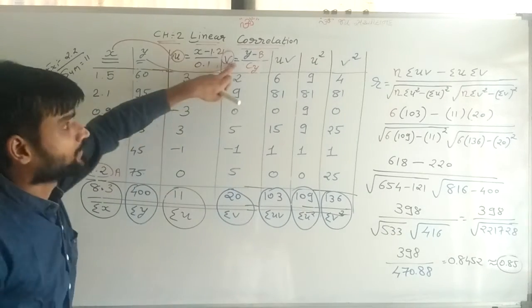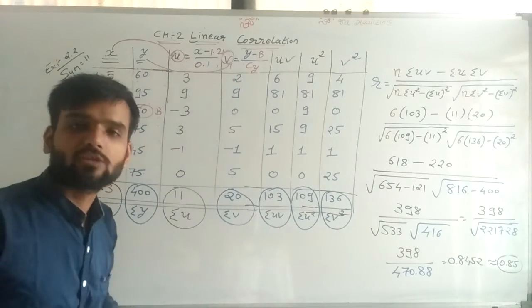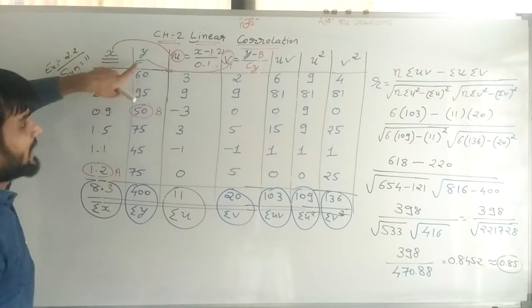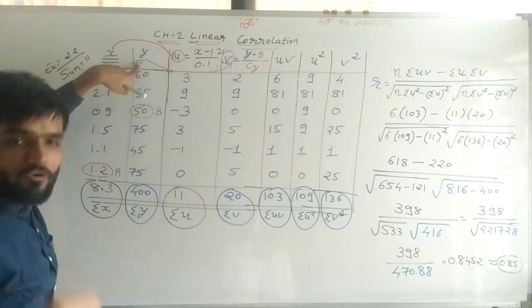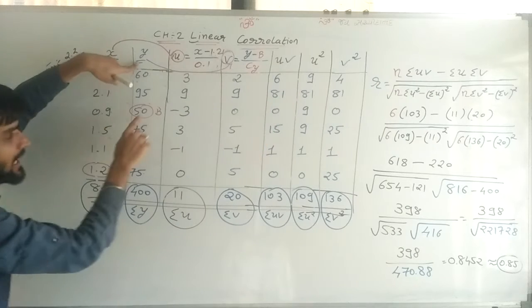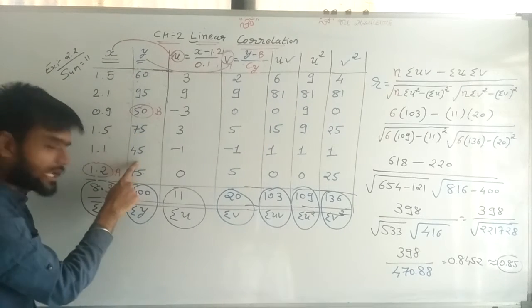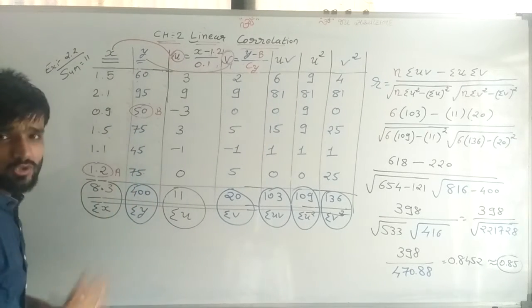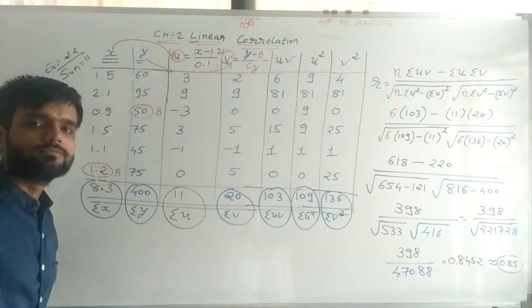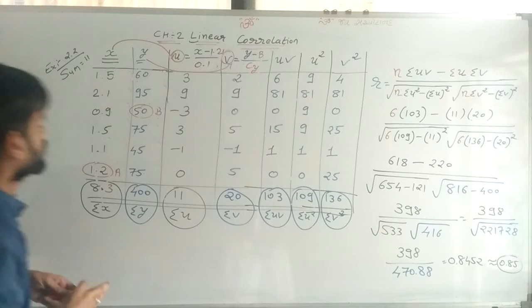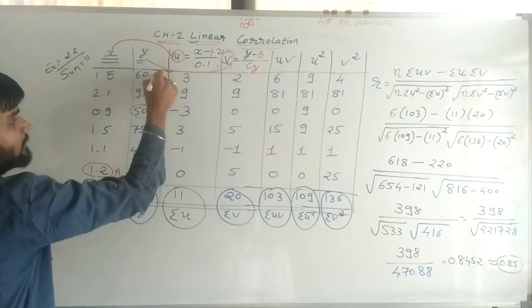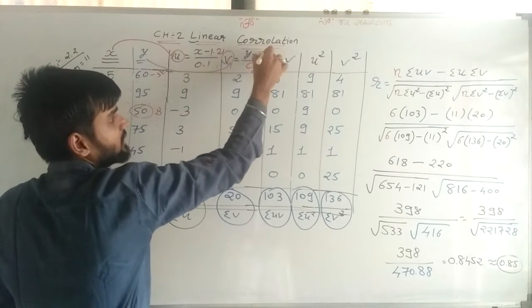Second calculation for v. By using the values of y, we can find the value of v. So again we are assuming some value. Here I have assumed 50. You can take 75, you can take 45, any value you can assume. Even values which are not given here, you can assume. No problem about it. So 60 minus the assumed value 50.